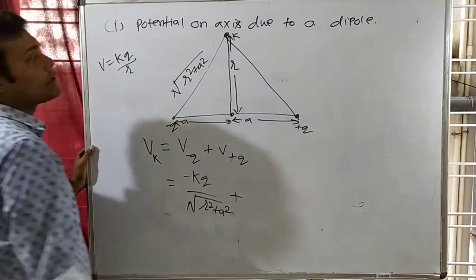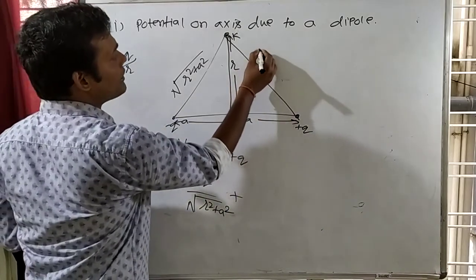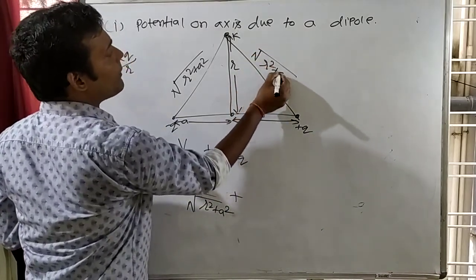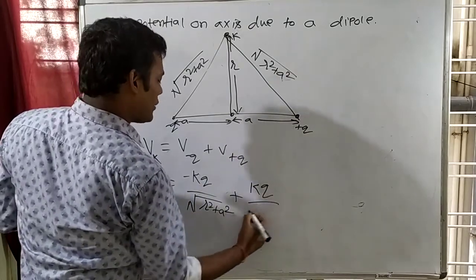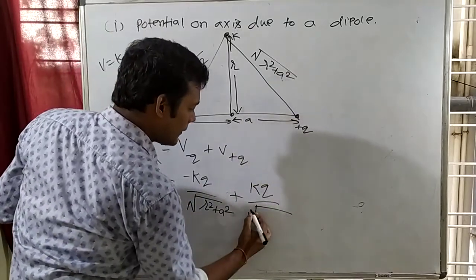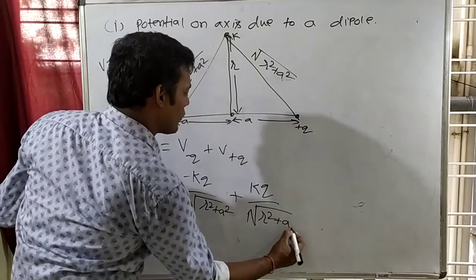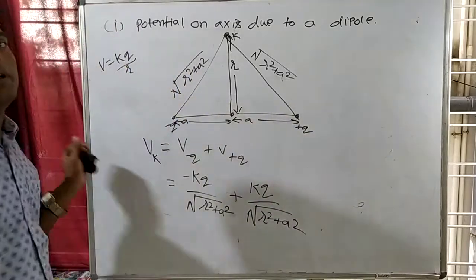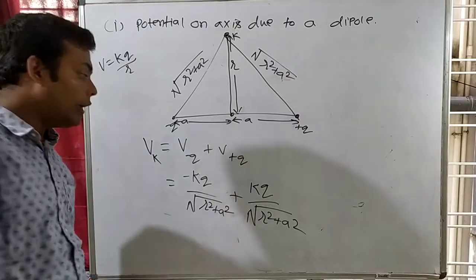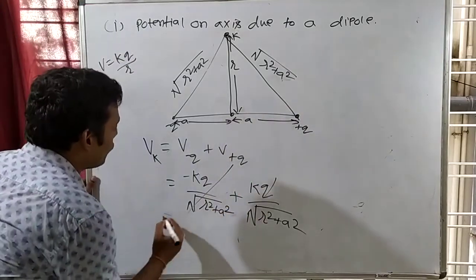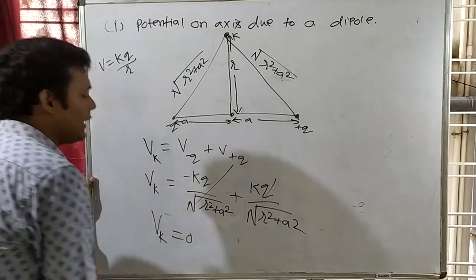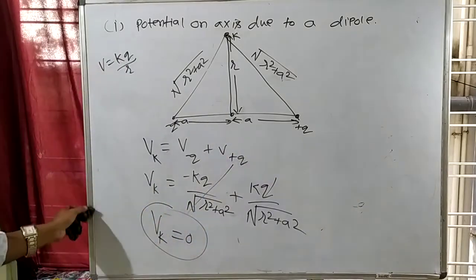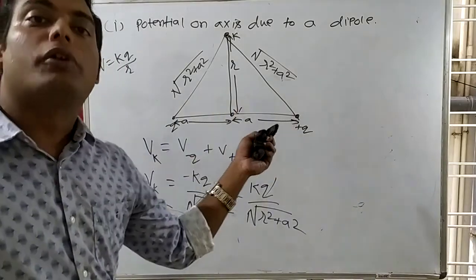What will be V due to plus q? This distance will also be square root of R square plus A square. So we write kq by square root of R square plus A square. See, this is positive, this is negative, and both are equal in magnitude, so they cancel. So what will be Vk? Vk will be equal to 0. That means the potential at point K is 0. That means on the perpendicular bisector the potential will be 0.